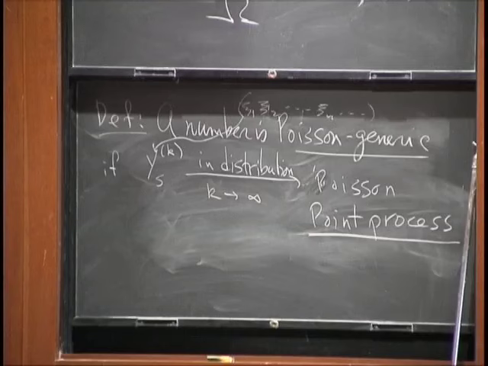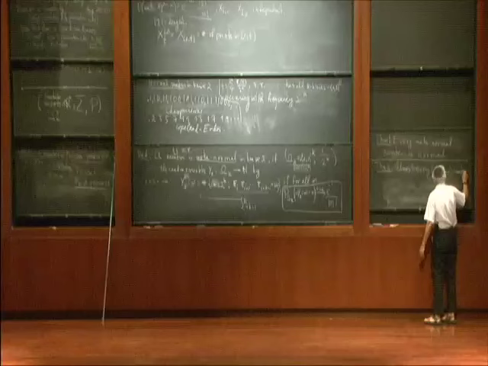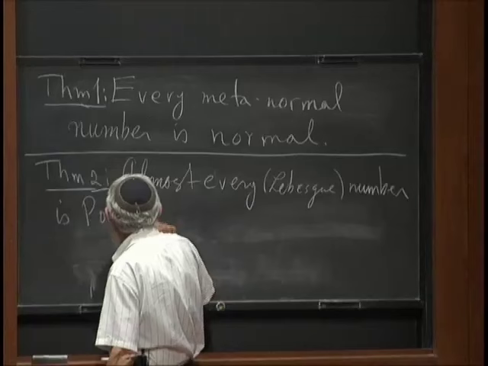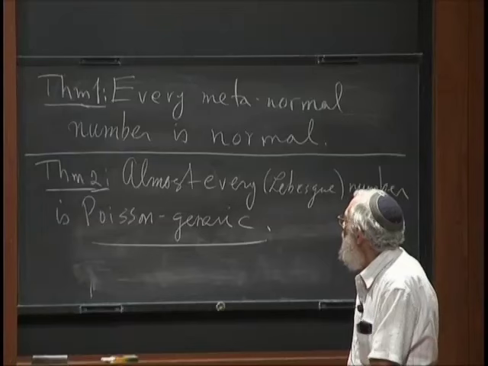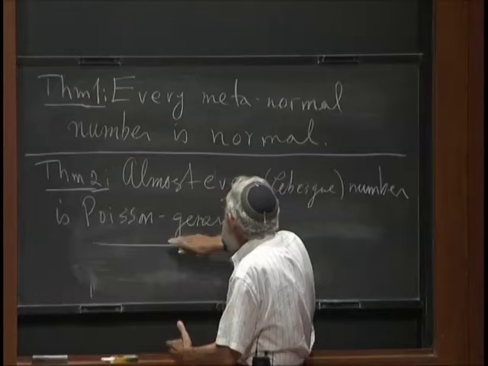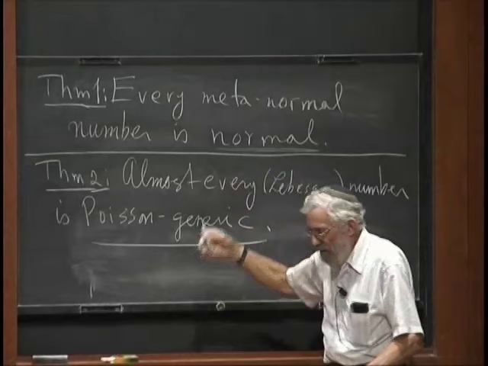Almost every number, in the sense of Lebesgue, is Poisson generic. So Poisson metanormal numbers and Poisson generic numbers are not only normal, they enjoy more properties of random sequences.